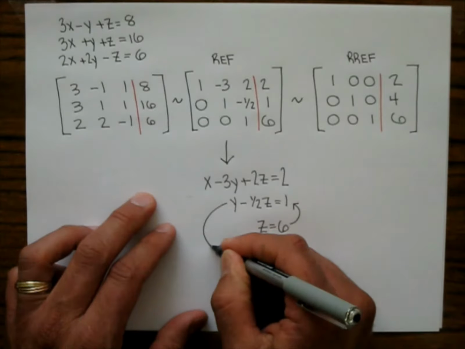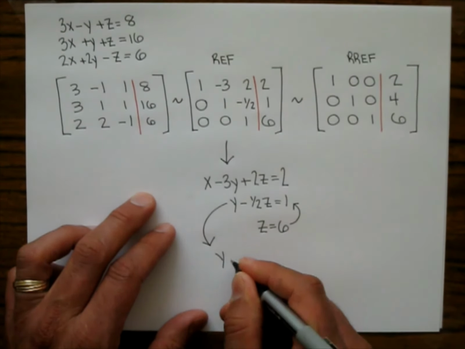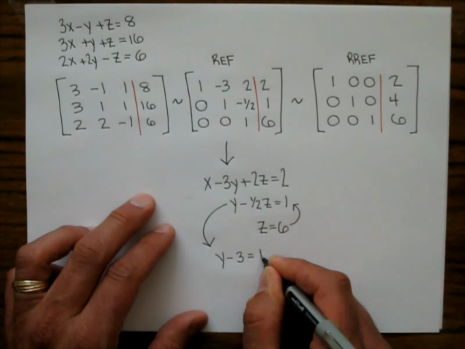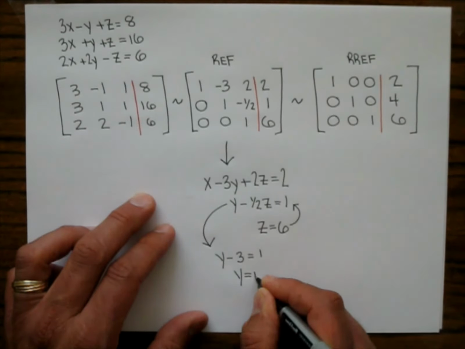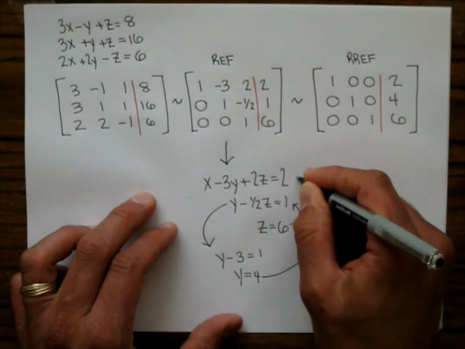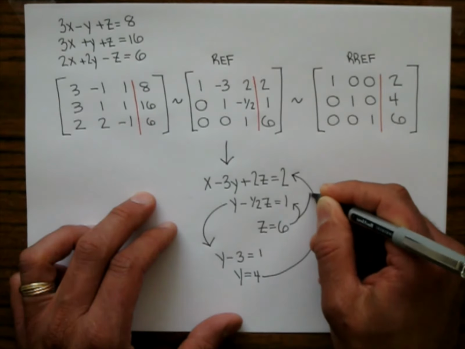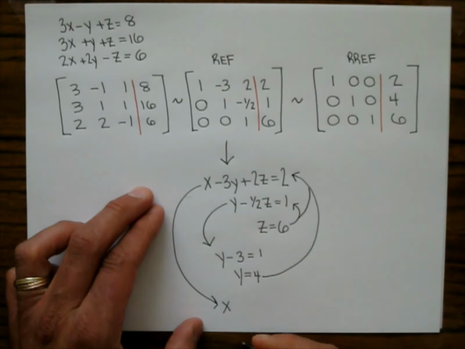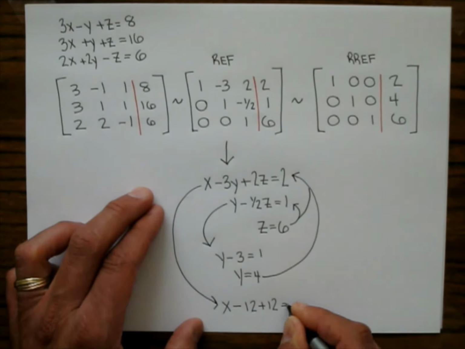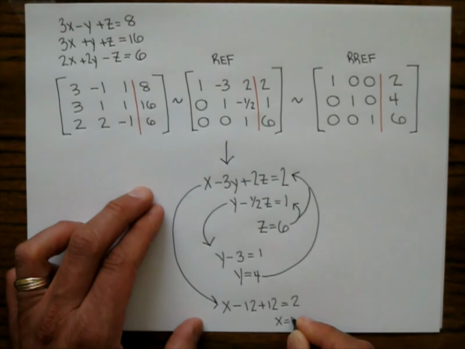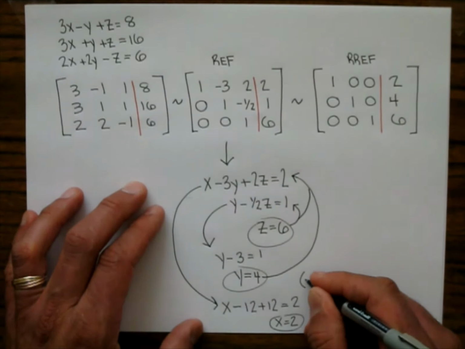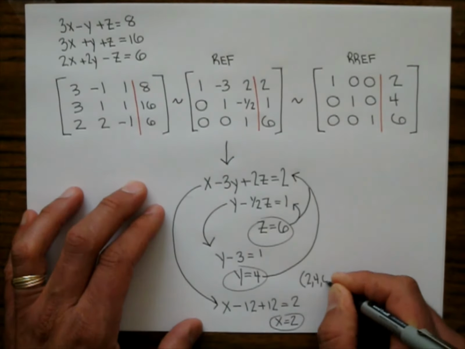So this is back substitution, and I end up getting y minus 1/2 times 6, so y minus 3 equals 1, y equals 4. Then I can plug that into the first equation also with 6, and I end up getting x minus 12 plus 12 equals 2, x equals 2. And so I end up getting 2, 4, 6.